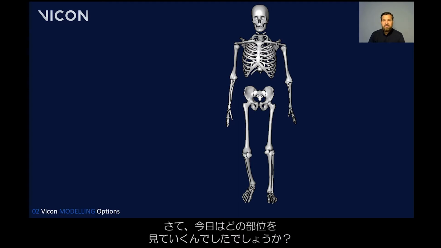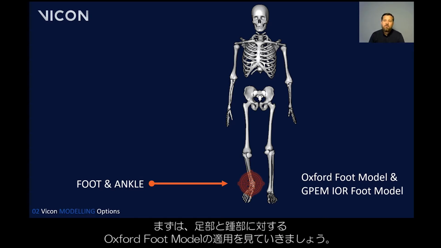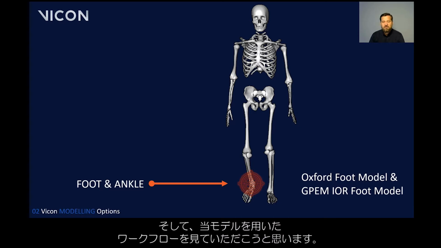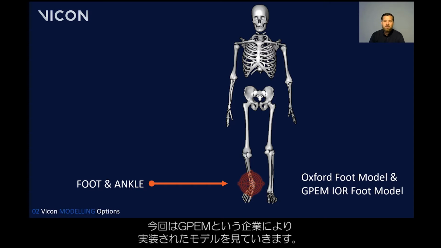So what are we going to be looking at today? As I mentioned earlier, we're going to start by looking at the foot and the ankle. And by looking at the foot and the ankle, we're going to look at the Oxford Foot Model. So we're going to look at a workflow for the Oxford Foot Model. Then we're going to look at the IOR or Leardini Foot Model, and specifically, we are looking at one that's been implemented by a company called GPEM.